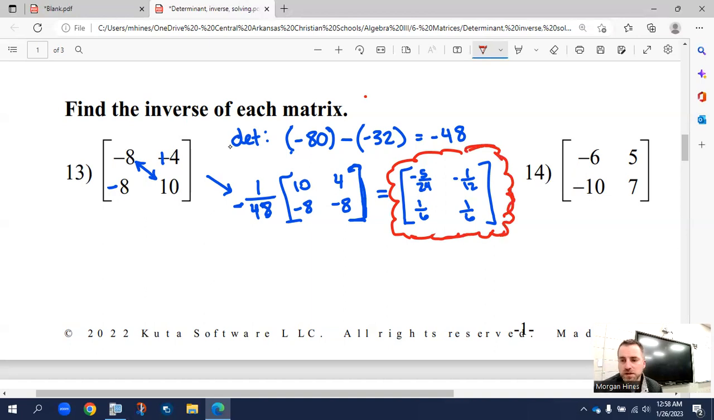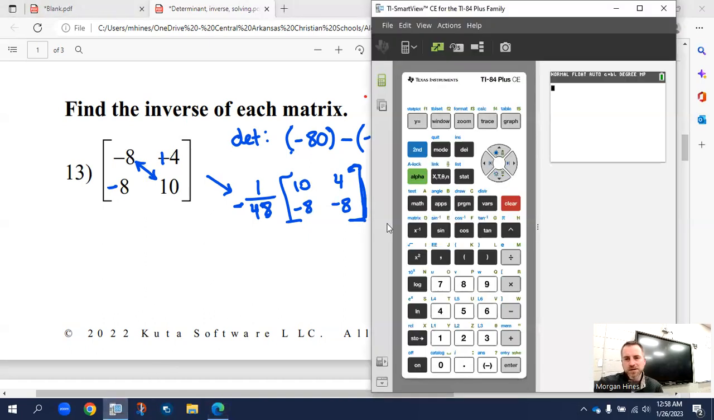Okay, so now what does that inverse matrix do? Well, first of all, let's go to our calculator. I'm going to show you how to do it in the calculator. Don't you worry. Let's do alpha zoom. We're going to enter in this matrix. Negative 8, negative 4, 8, and 10. So there's the original matrix.